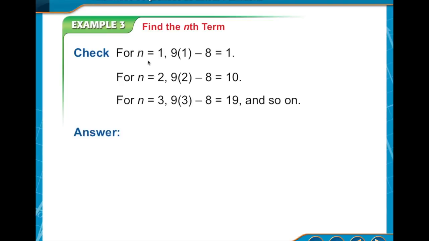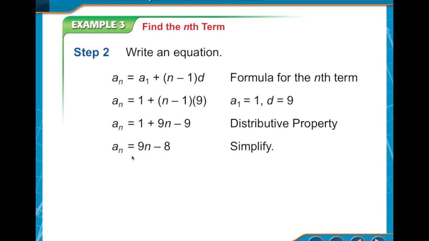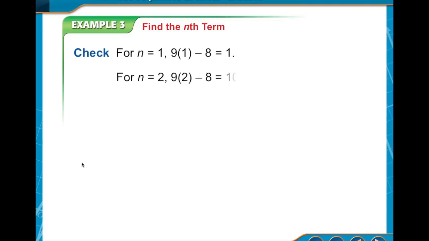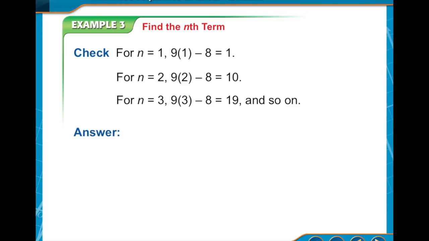And they checked by plugging in n for the first 3 terms and got the right ones. Like we already checked this one, you could do the other ones as well. So that formula here, this is the equation for any term we want to find, and it works, it's true. So for this example, that is our solution. A sub n, and that's how you say that. A sub n equals 9 times n, take away 8.